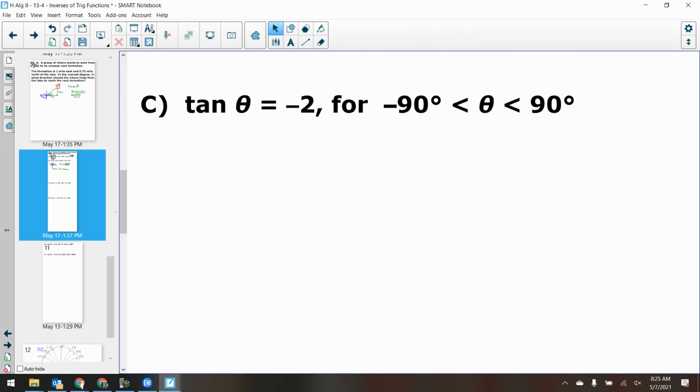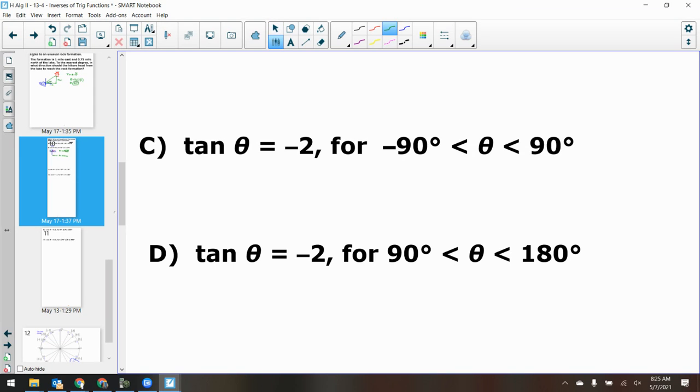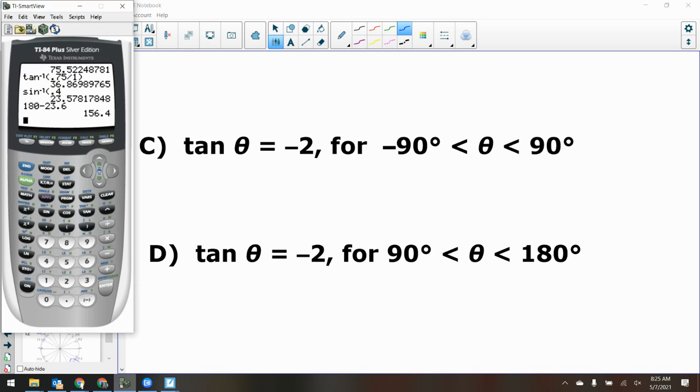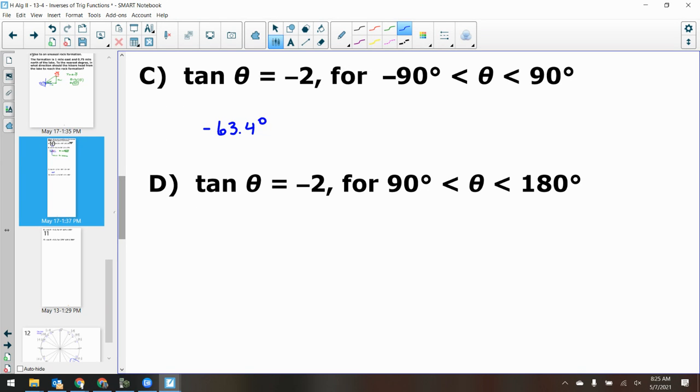So let's take a look at the next one. And notice that C and D are the exact same question, just with different restrictions. So let's find out what my calculator tells me. Inverse tangent of -2 is going to give me -63.4 degrees. Does that fall within my domain? Yes, from -90 to +90, -63.4 does fall within my domain. Let's figure out the only other location with that same value. In terms of my coordinate plane, I've got -63.4 degrees down here. That's the negative rotation.